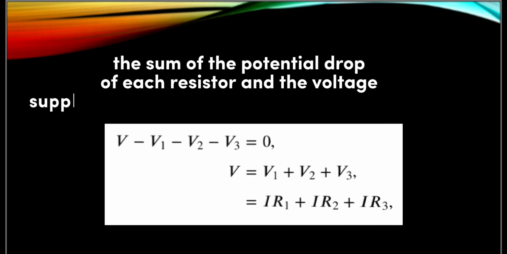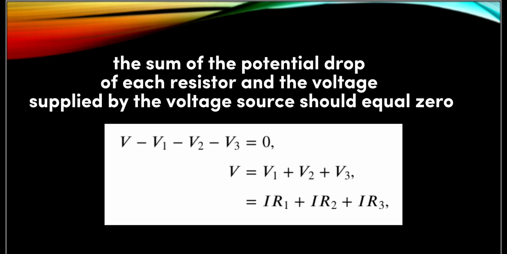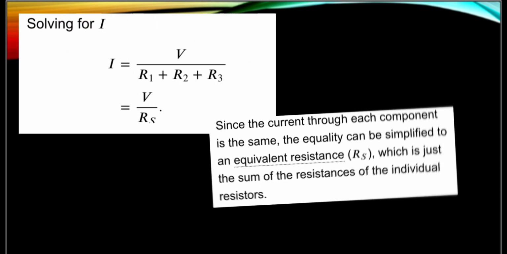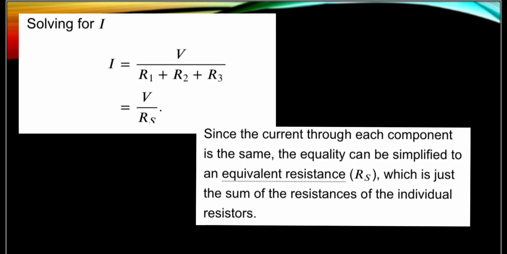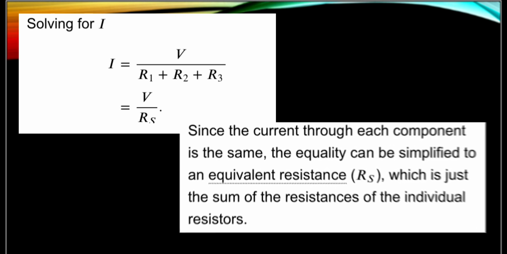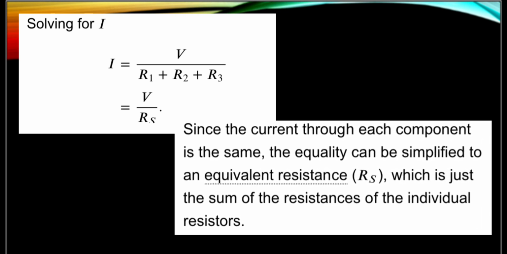In other words, the sum of the potential drop of each resistor and the voltage supplied by the voltage source should equal 0. Now solving for I. Since the current through each component is the same, the equation can be simplified to an equivalent resistance, R sub S, which is just the sum of the resistances of the individual resistors.